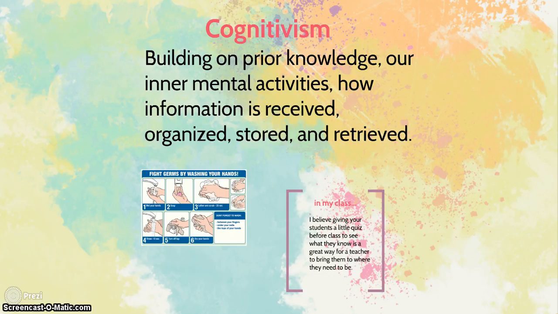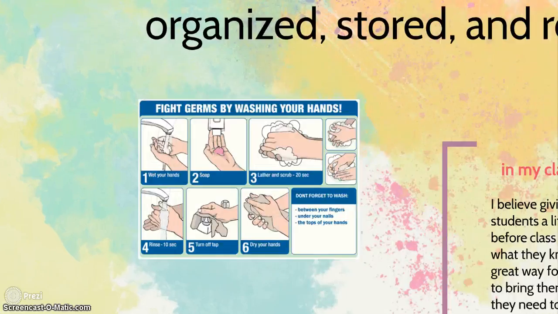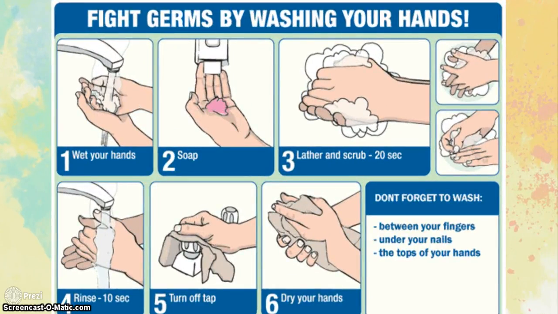Cognitivism is building on prior knowledge, our inner mental activities, how information is received, organized, stored, and retrieved. In this picture, you would see a breakdown of how to wash your hands. It's not just saying wash your hands. It's a breakdown: this is what you need to do, the steps. It's organized, it's structured. And remembering it, you probably don't realize it, but you're thinking, okay, I need to wet my hands, I need to soap, I need to lather, I need to rinse.